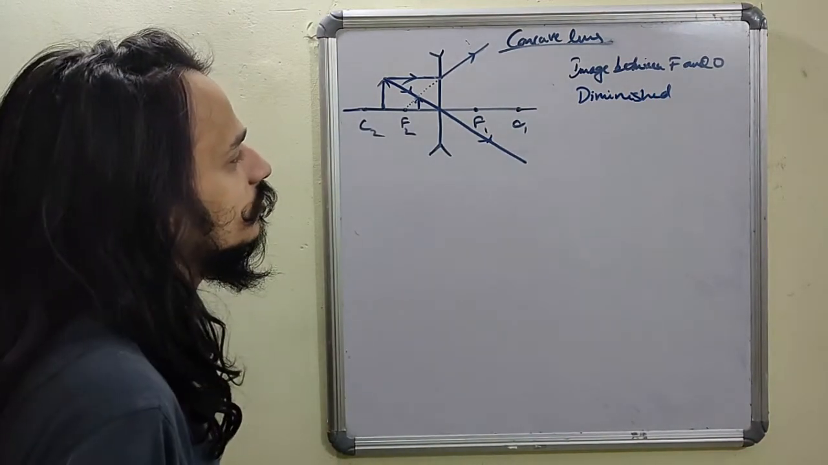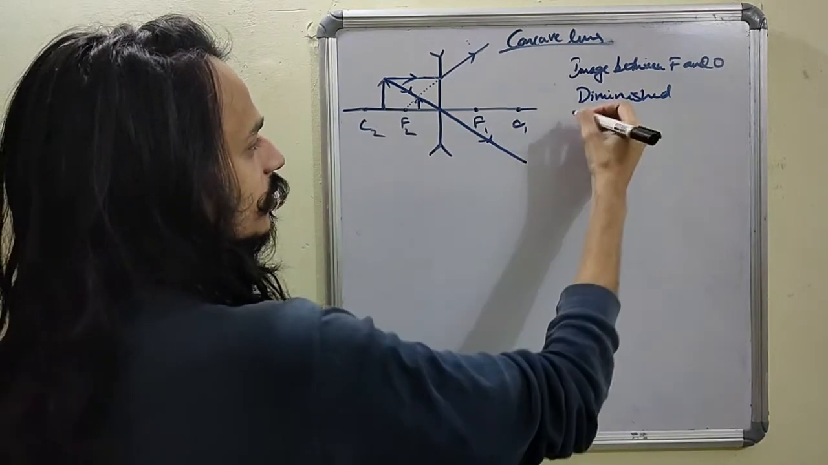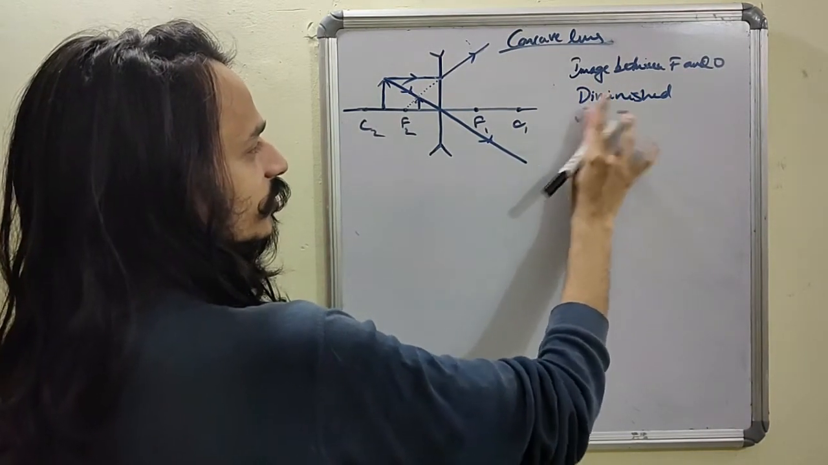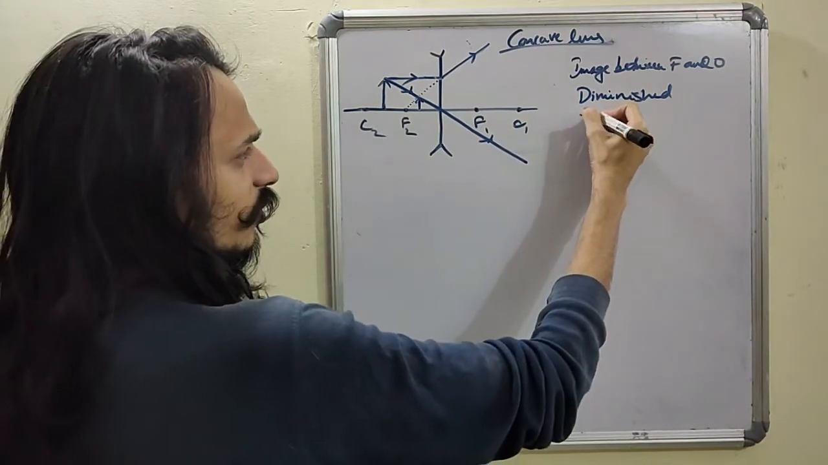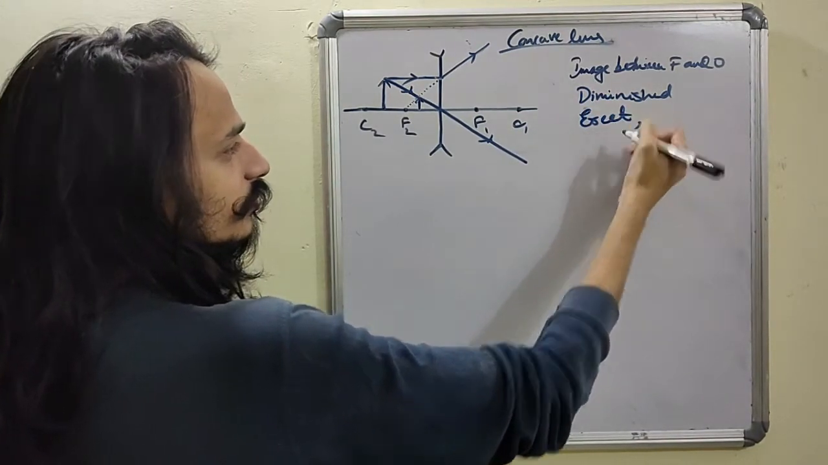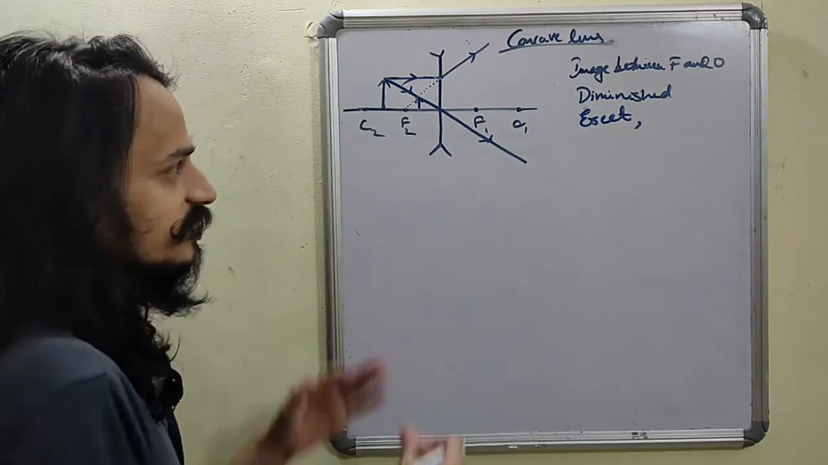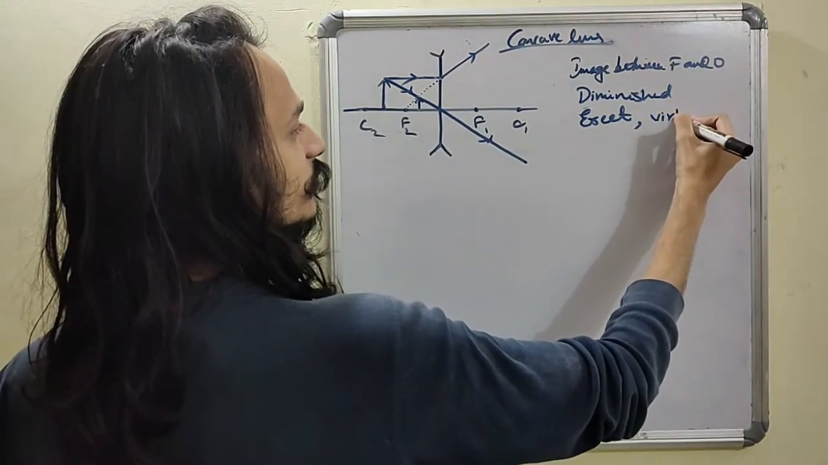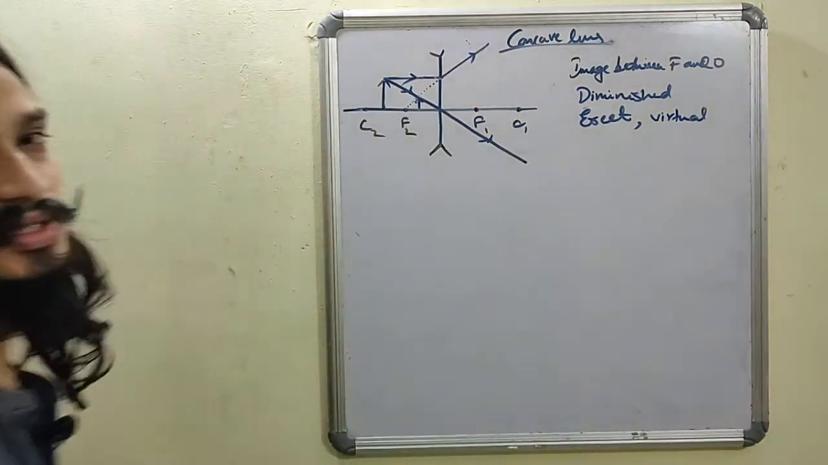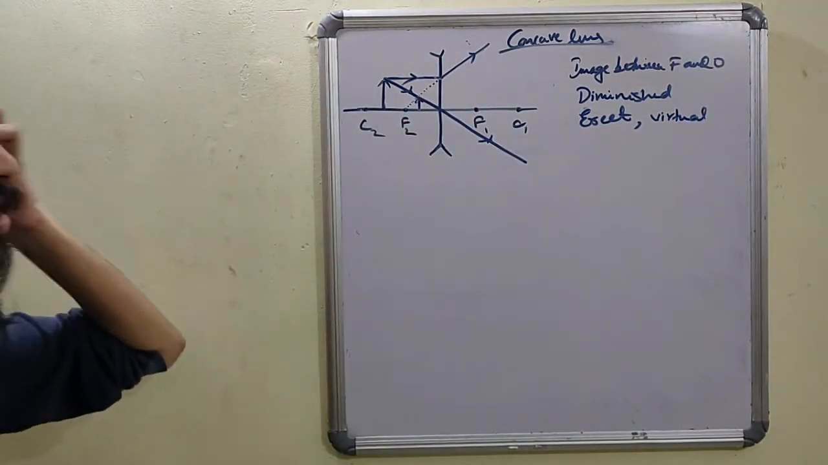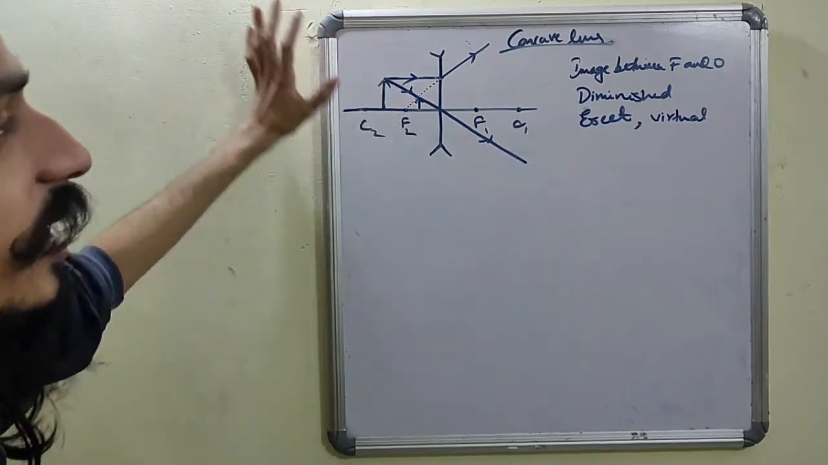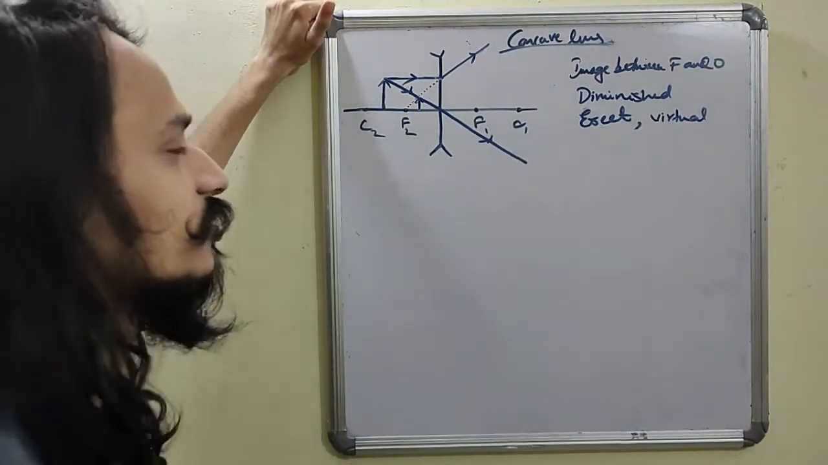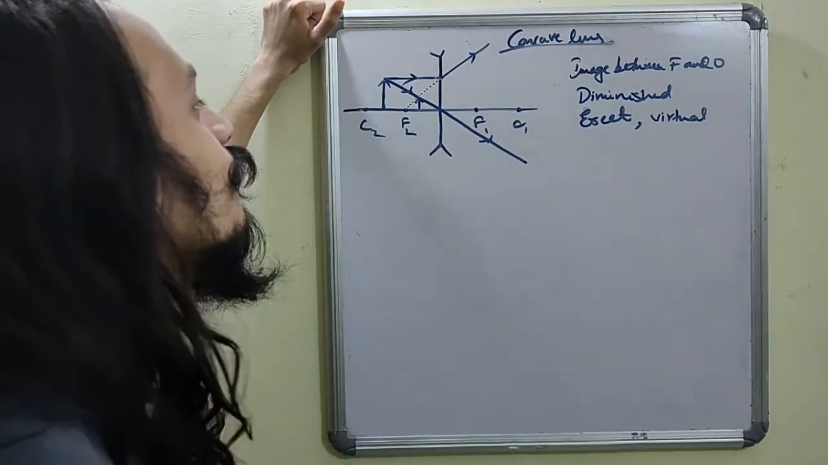And what about its nature? It is inverted. It's not inverted, sorry. What do you call that? Upright or erect. It means it is the same as the object, not reversed. And it is also virtual because it's formed on the same side as the object. So it is a diminished image, erect, and virtual. Meaning, if I try to capture it on a screen, I won't be able to do that.